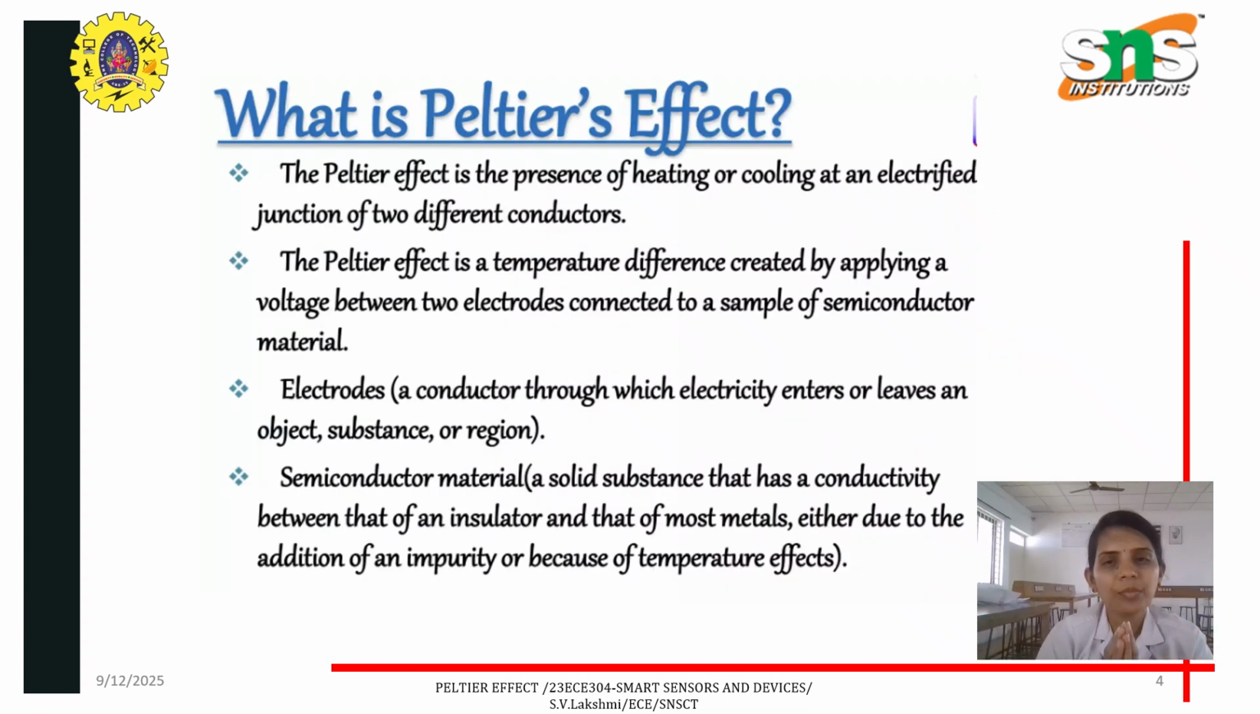To be more clear about Peltier's effect, we can define it as the presence of heating or cooling at an electrified junction of two different conductors. It is the temperature difference which is created by applying voltage between two electrodes, which are connected to a sample of semiconductor material. We can call an electrode a conductor through which electricity enters or leaves an object. And the semiconductor, as we know, is a solid substance that has conductivity between that of an insulator and metals. That is, it partially conducts electricity. The reason here is the addition of impurities and temperature effects. So this is called the Peltier effect.